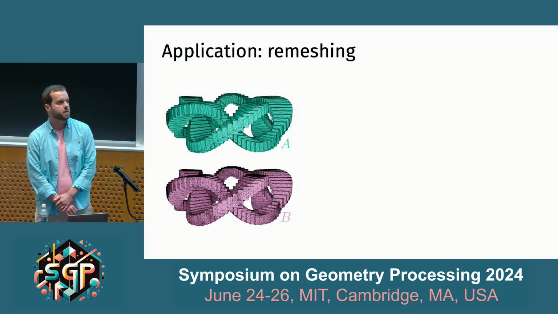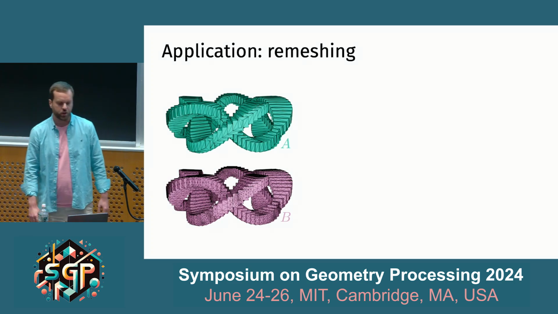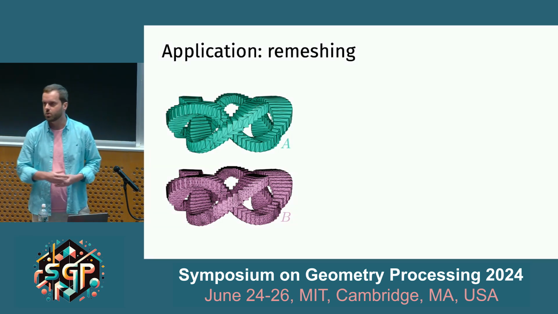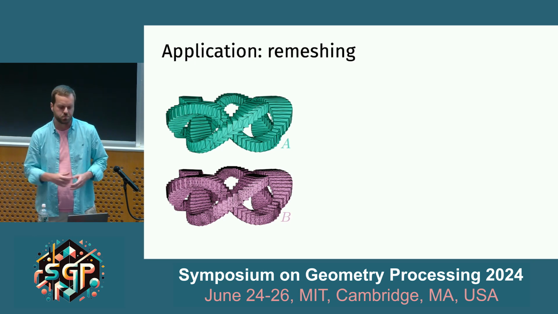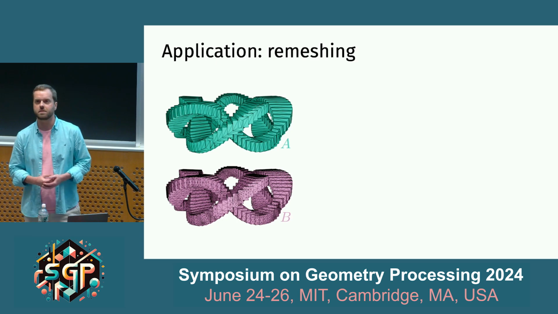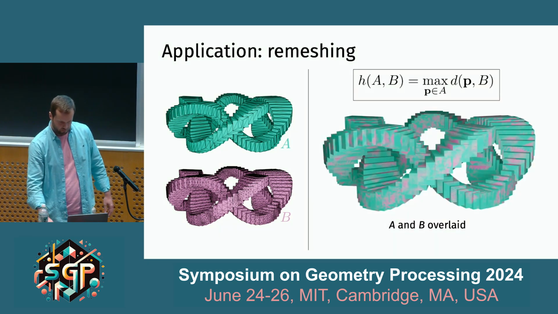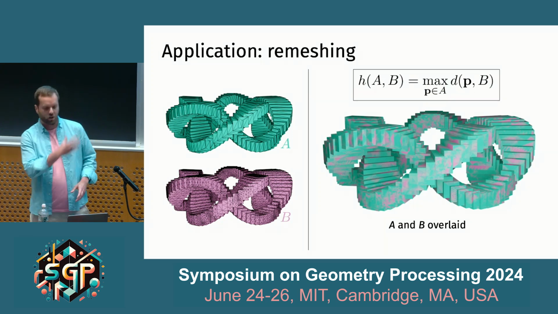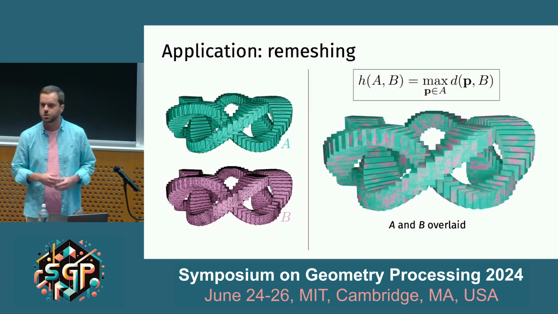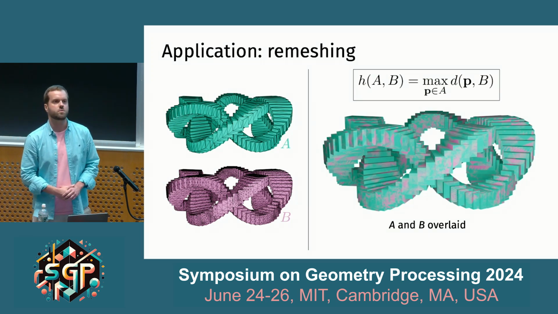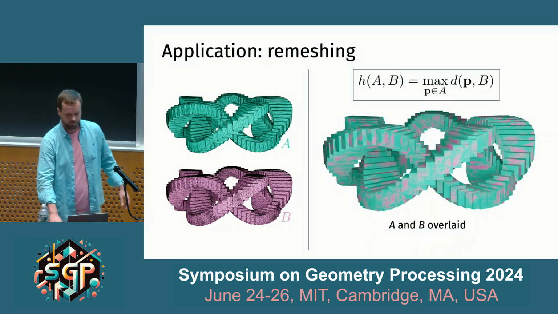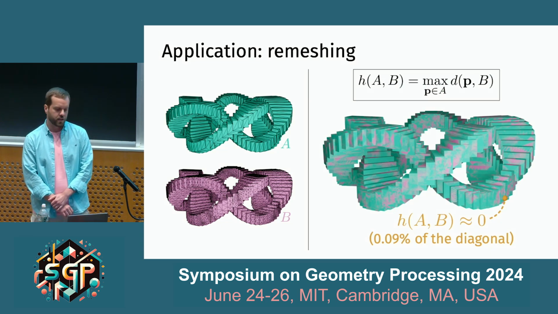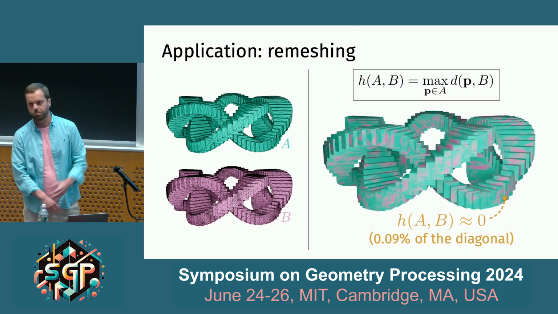The Pompeiu-Hausdorff distance has many applications in computer graphics. For example, consider this mesh A with a lot of thin triangles that is remeshed into a higher quality mesh B. For the remeshing to be successful, it is expected that A and B are similar. This can be checked by verifying if the Pompeiu-Hausdorff distance is close to 0. Now, if we overlay both meshes, we can see that it's much more difficult to determine what is the maximum distance from A to B in this case. In this example, the Pompeiu-Hausdorff distance is approximately 0.09% of the length of the diagonal of the bounding box of the scene.